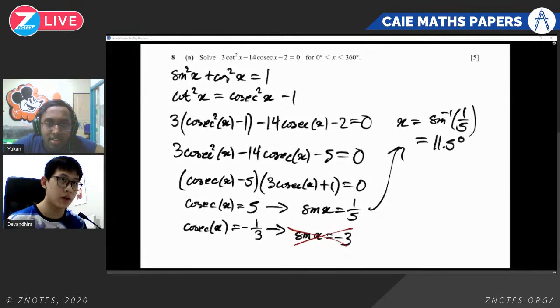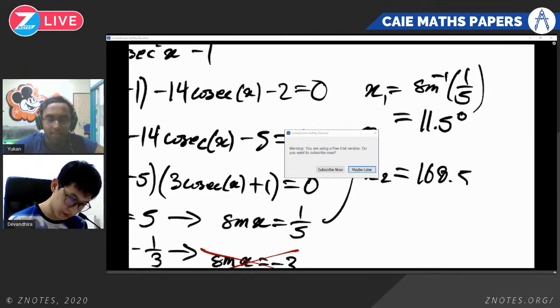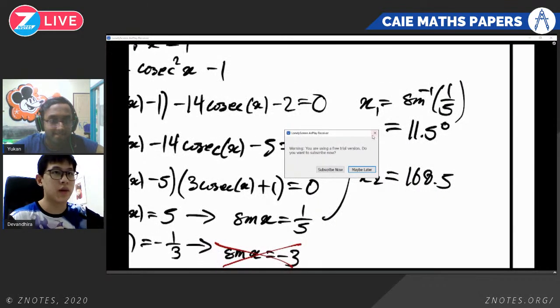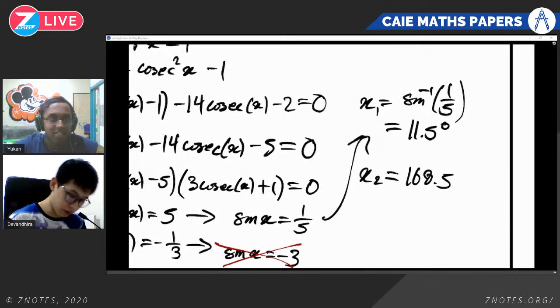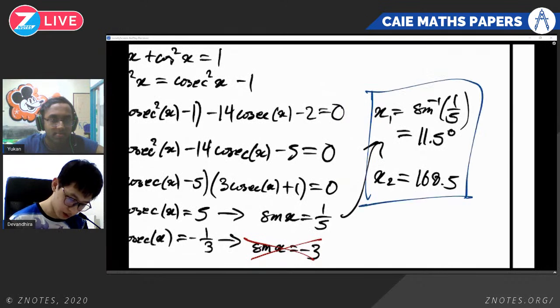0 to 360. So we know there are two values in that range. 180 minus this, exactly, you would get 168.5. Okay, all right, nice one, Yugan. So we have two values of x, and that's our final answer. Oh, sorry, don't forget to box it.